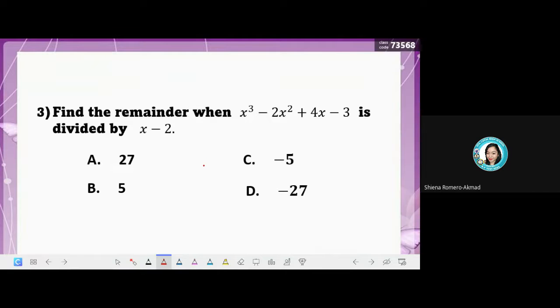Let us try muna ito bago tayo mag-synthetic. So long division din: x cubed minus 2x squared plus 4x minus 3. Kung nagkokopya kayo ng mga terms, dapat tama. X cubed minus 2x squared plus 4x minus 3 divided by x minus 2. Pakitandaan, at the count of 3, itatanong ko sa inyo kung anong given.